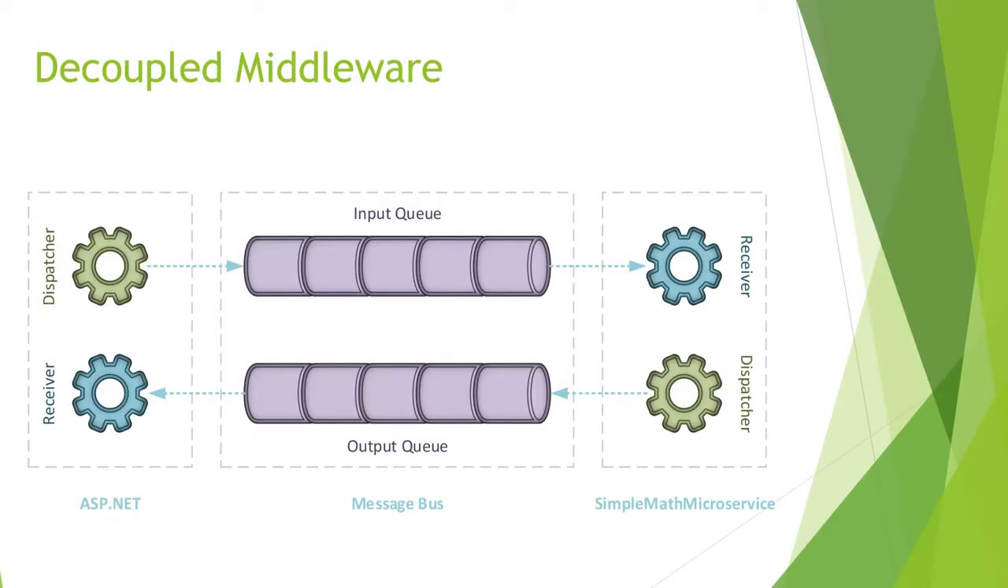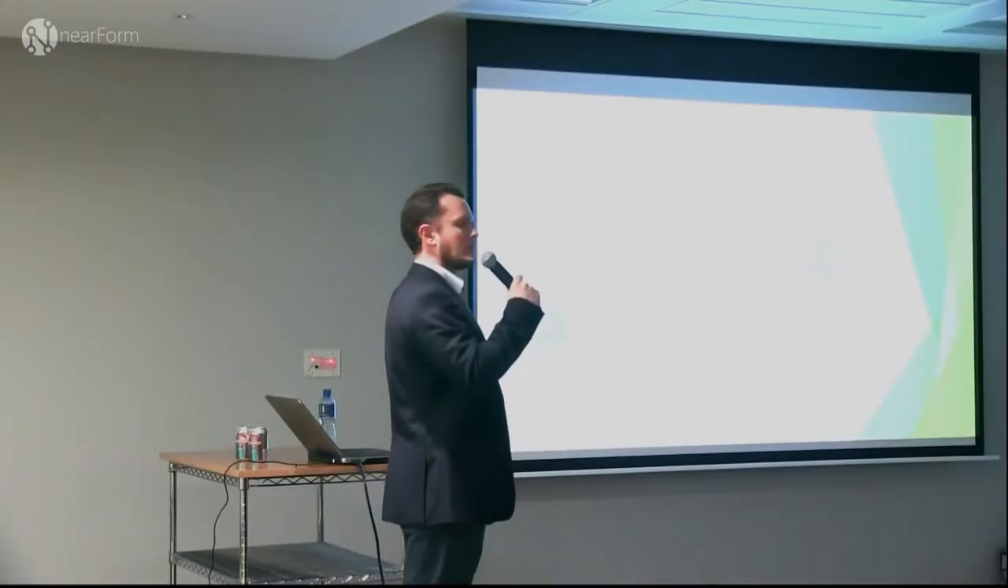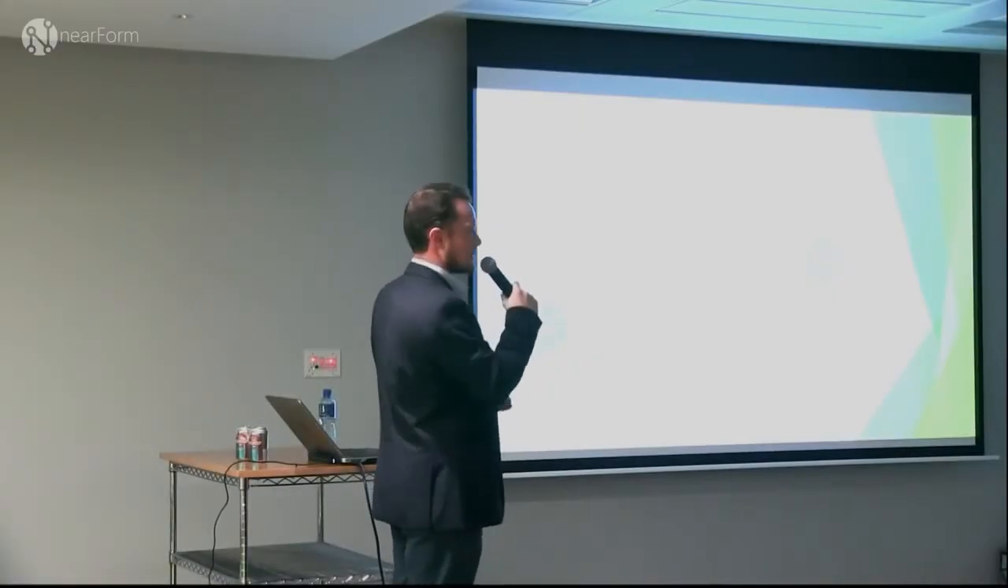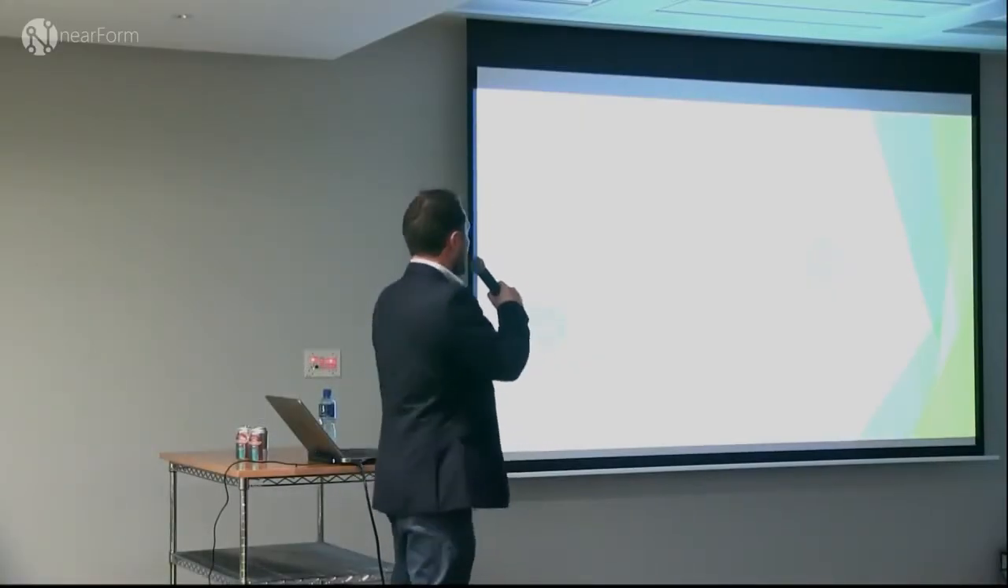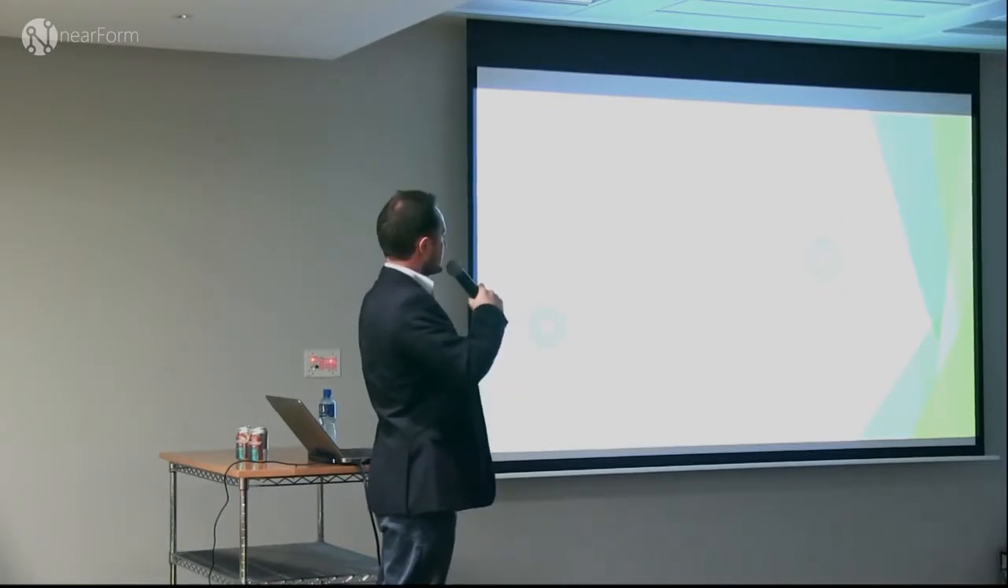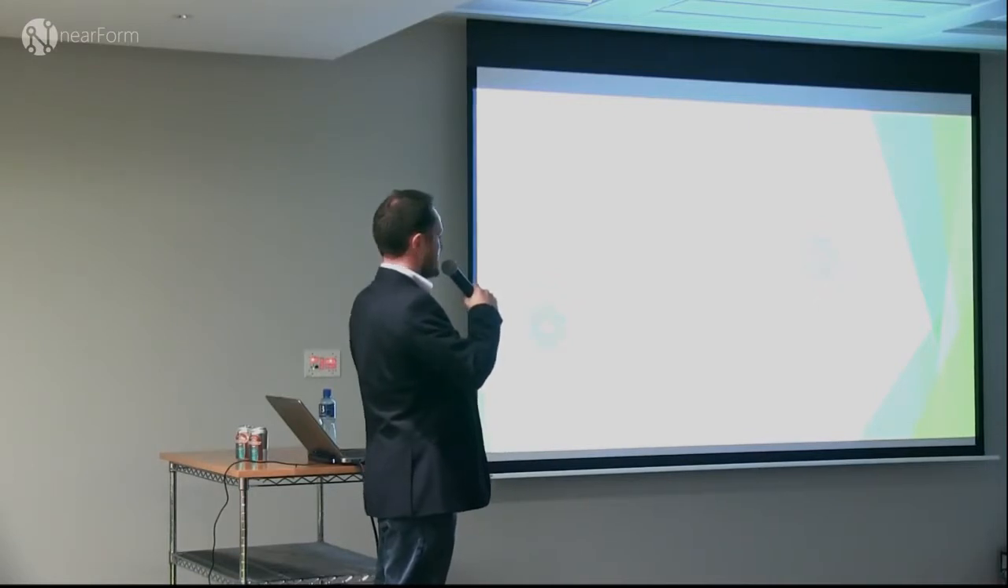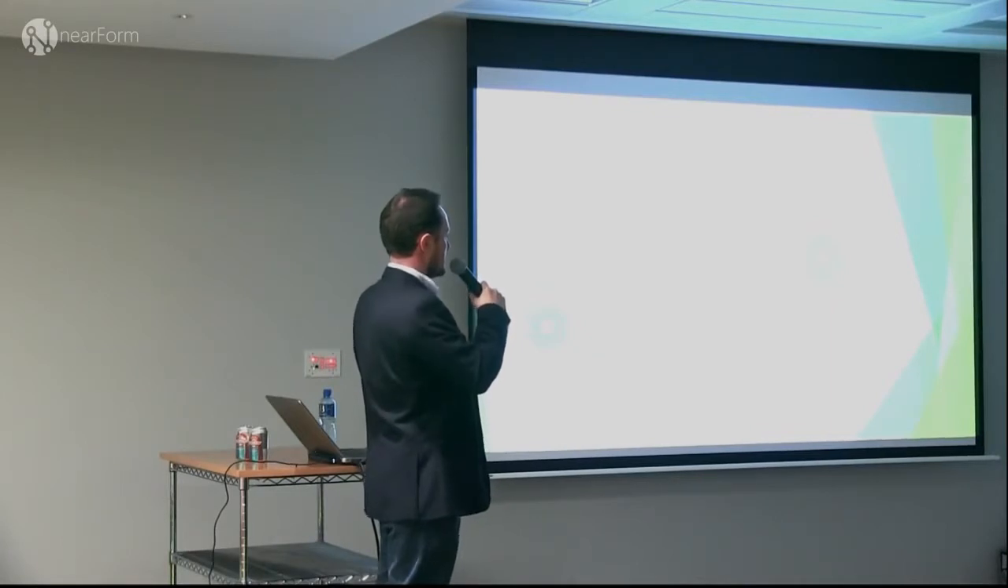I talk a lot about this stuff on my blog, and I always refer to a Simple Math Microservice by way of example. It's a simple microservice that performs one function, which is to basically double any given number. So you'll see that a lot here, just in case anyone's wondering specifically what it is. In any case, Simple Math Microservice has two components, mirroring the ASP.NET model: a receiver to receive the message and a dispatcher to dispatch the result.